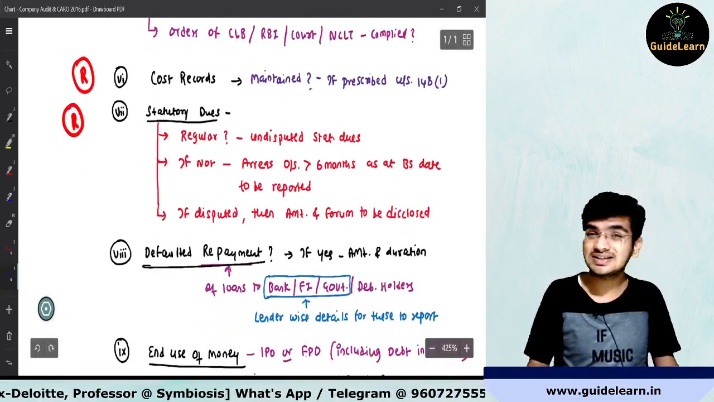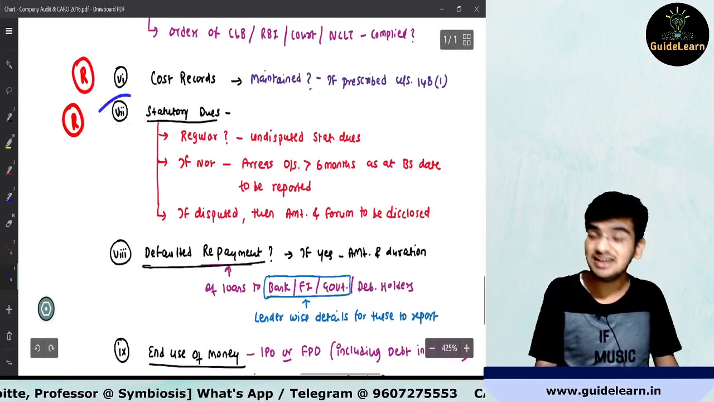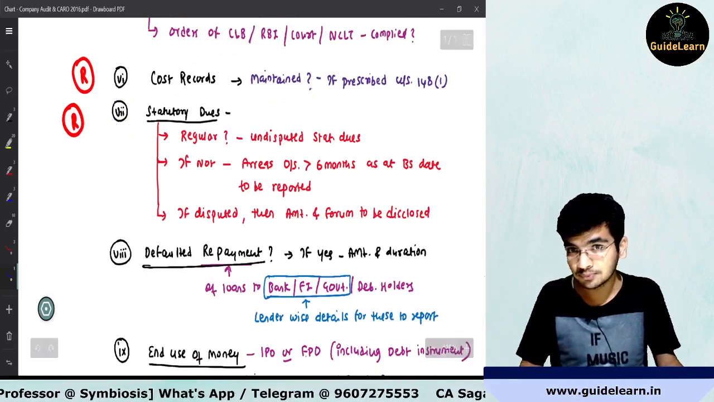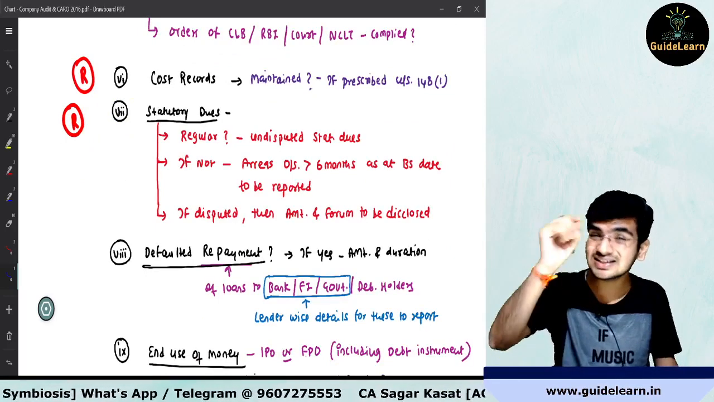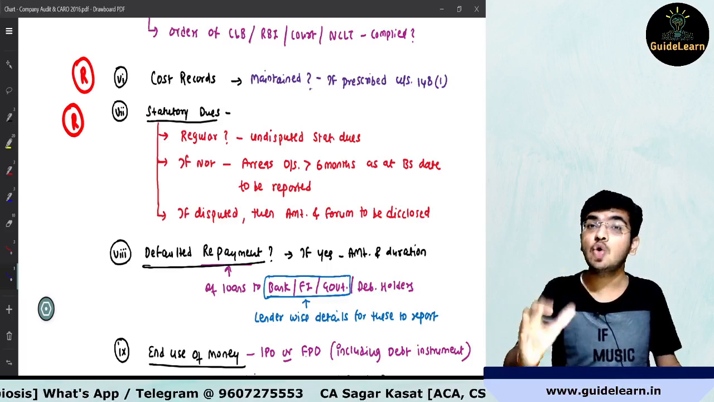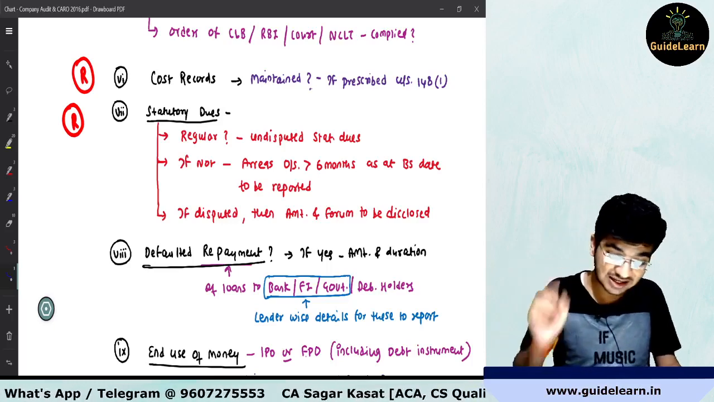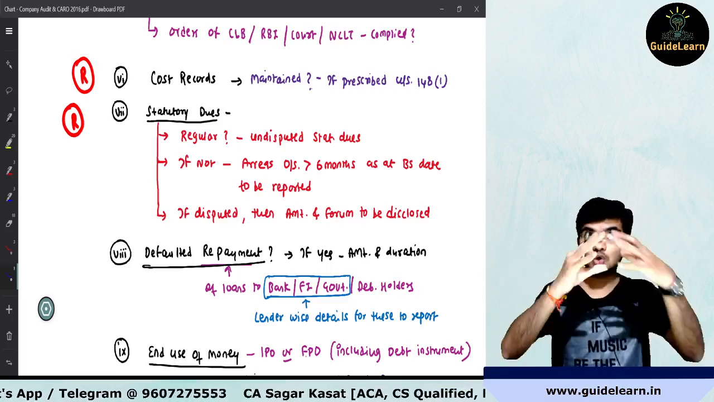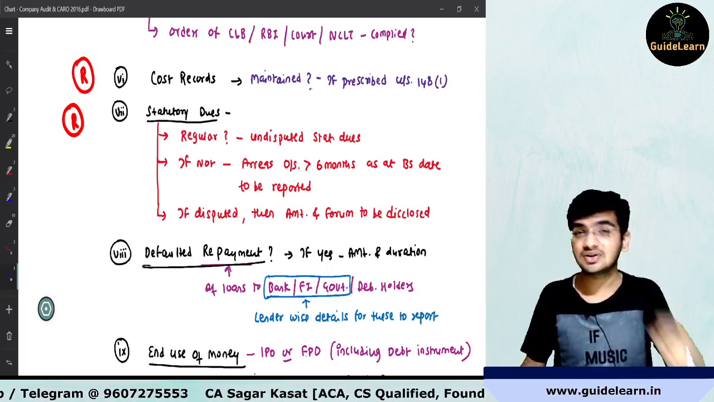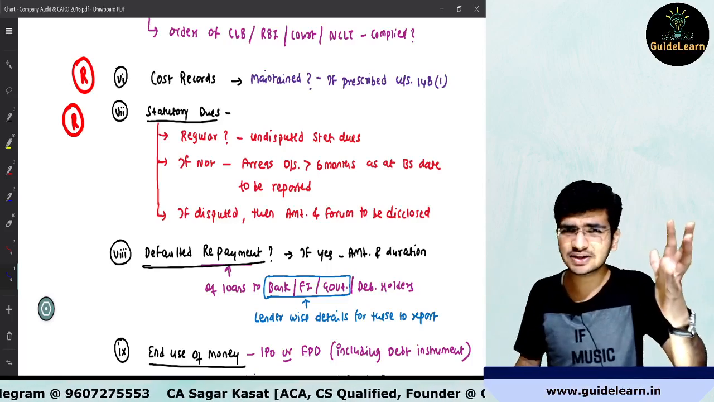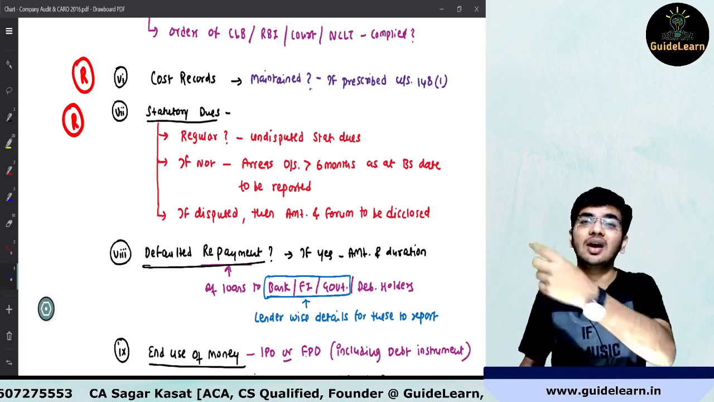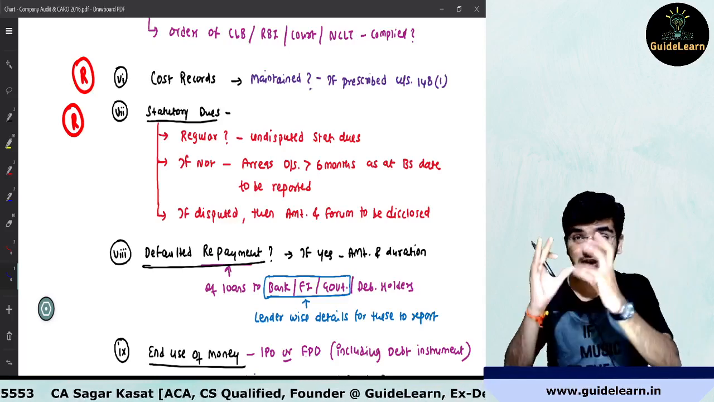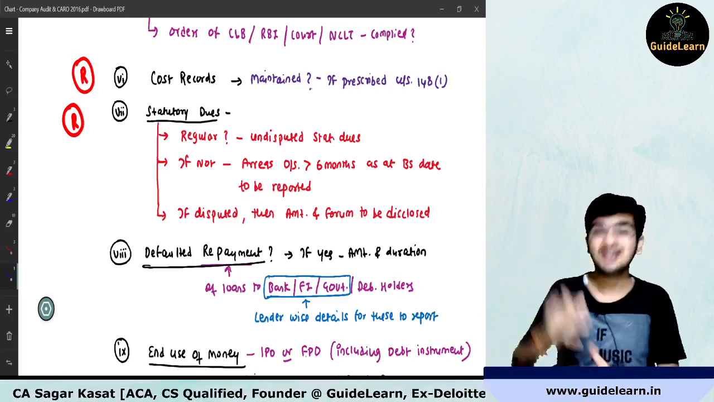Then CARO 2016 clause 7 talks about a very important thing, that is statutory dues. And this reporting on the statutory dues is applicable to only those statutory dues which are overdue for more than 6 months. That is very important. So there are two parts to be considered. Very first part is whether the statutory dues are in dispute, or second thing, undisputed. Very first thing that we will cover is about the undisputed statutory dues.